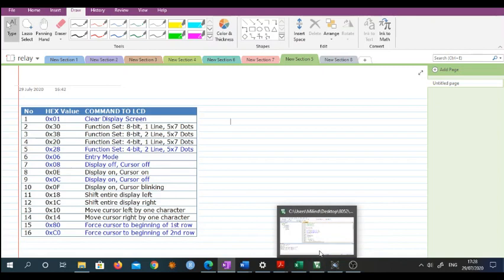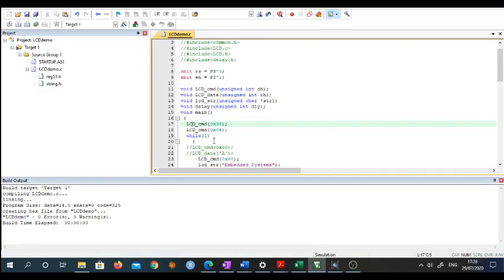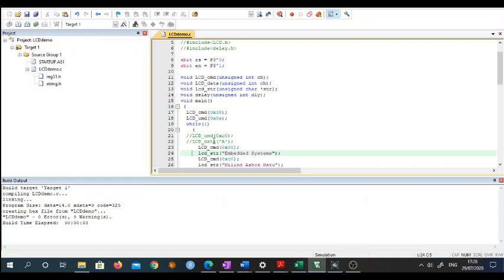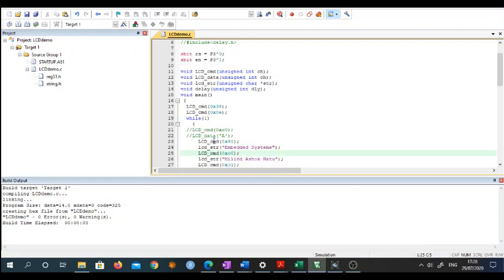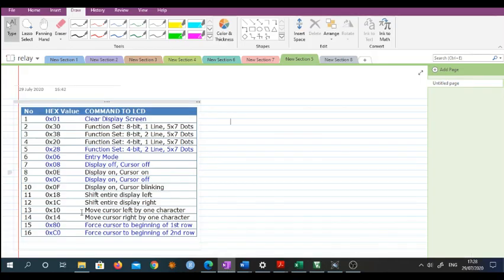Then next part is I am writing one while loop, while true condition, and inside that I am using LCD command 0x80. So what is 80? 80 is force cursor to the beginning of first row. So I am forcing my cursor at the beginning of first row because I want to start letters at the beginning of first line. Okay, so from first line onwards I am writing the letters, so that's why I am forcing my cursor to move to the 0x80 line. So that's why I use this command 0x80.